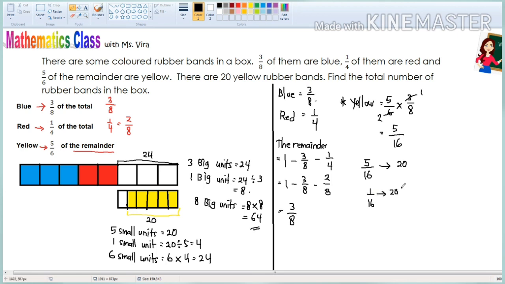1/16 is 20 divided by 5 equals 4. So if 1/16 is 4, then 16/16 is 4 times 16 equals 64. So the total number of rubber bands in the box is 64.